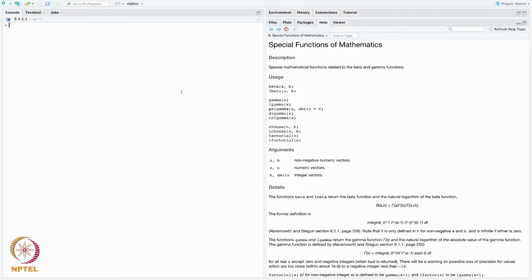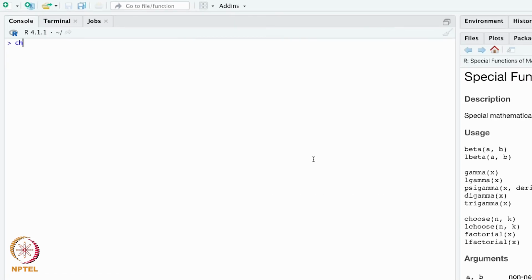So the first thing I will do is write out the expression. So the expression is choose 10 and 7, star, I have 0.7 to the 7, and I multiply again by 0.3 to the 3. That's what I have. Once I do this, I press enter and I get a number.